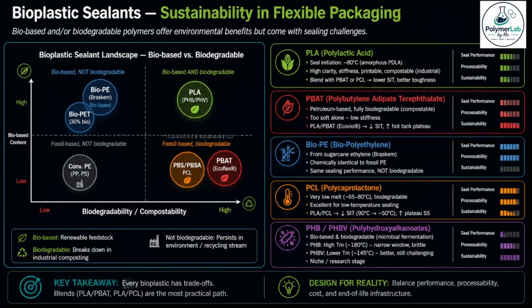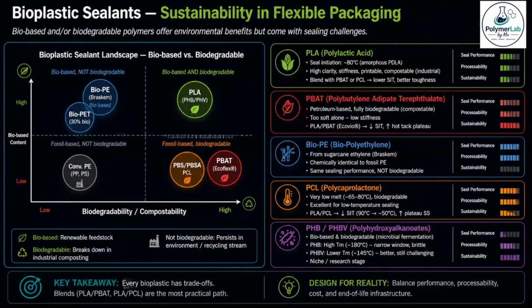PBAT, sold as Ecoflex by BASF, is petroleum-based but fully biodegradable and compostable. It is too soft and too low in stiffness to use alone. Blended with PLA, it gives the PLA-PBAT combinations that BASF commercialized as Ecovio. Researchers showed that adding PBAT to PLA progressively reduces the seal initiation temperature and improves the hot tack plateau. The more PBAT, the lower the initiation temperature. This makes PLA-PBAT blends the most practical, fully compostable sealant system currently available.